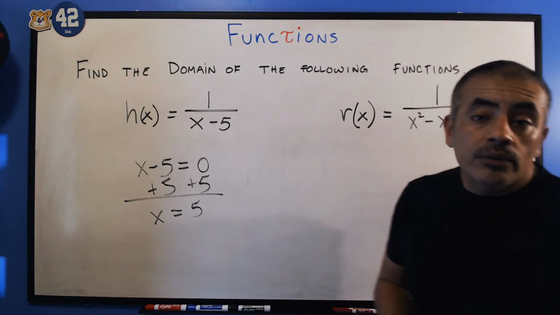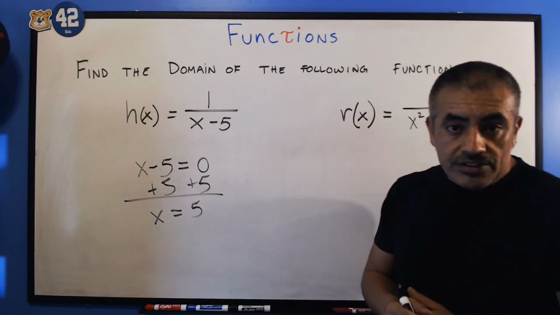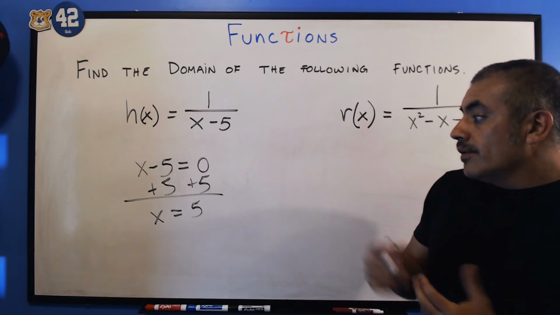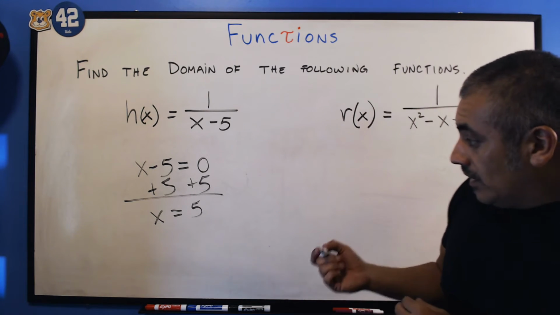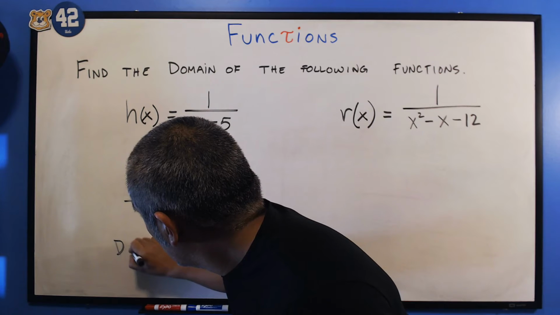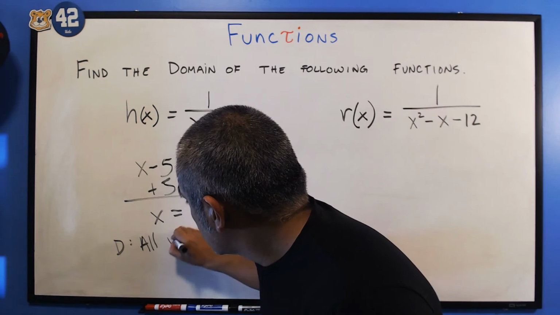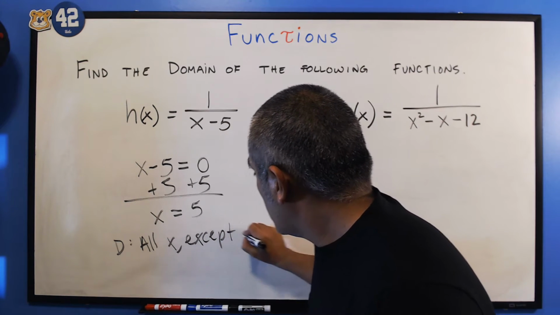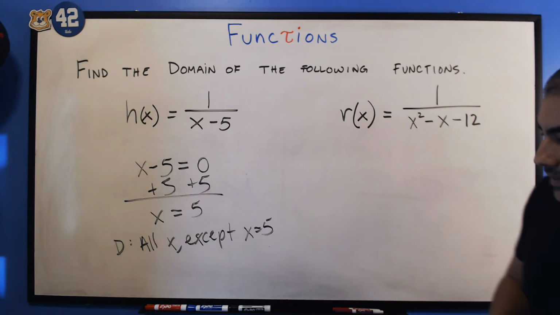So now we know that whenever x equals 5, we get this 1 over 0 division, and that's pretty much the only restriction to this domain. So sometimes we're lazy and we write domain and we say all x except x equals 5. And that's a lazy way of writing it.